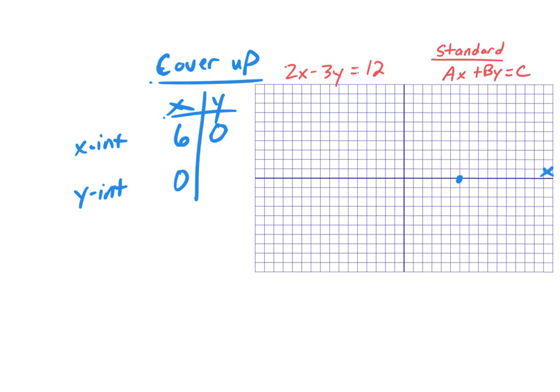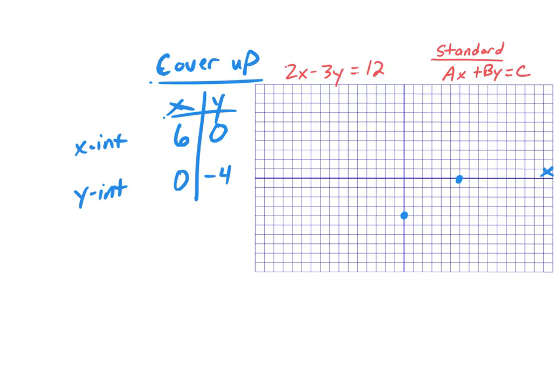Don't cover up the negative sign. That's where sometimes people get tripped up. I'm going to cover up the 2x. I have negative 3y equals 12. So now I'm going to take 12 divided by negative 3, and that would give me negative 4. So you still got to keep that sign on that 3, negative 3. And so we got to make sure that we go down 4.